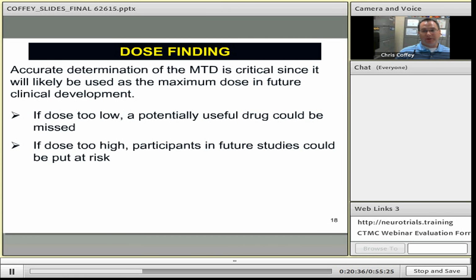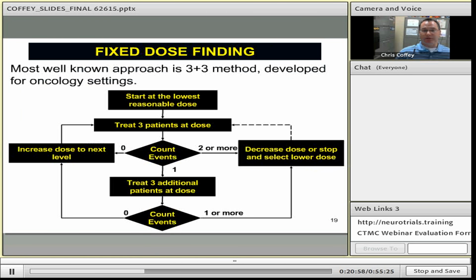But the alternative, which in some ways is more of a concern, is if you go too high. So you've chosen too toxic a dose as the MTD because your technique overshot, you're going to put potential subjects in future studies at risk, and you're going to see a lot of safety concerns, which again would have the same potential consequence: a potentially useful drug might be missed because you thought there was a safety concern, where the safety concern was only because you were dosing too high.